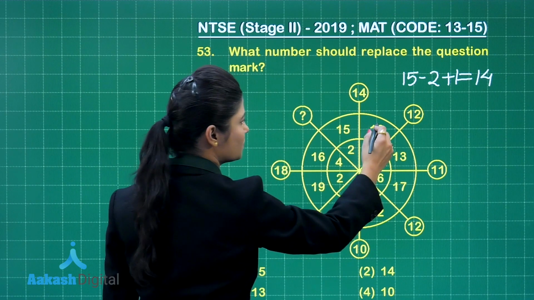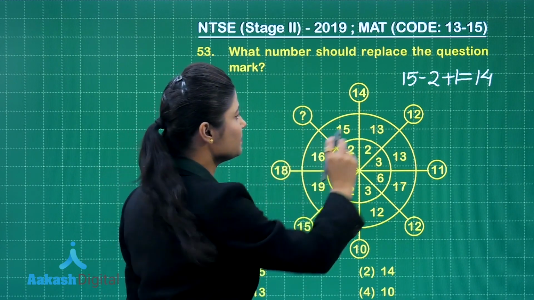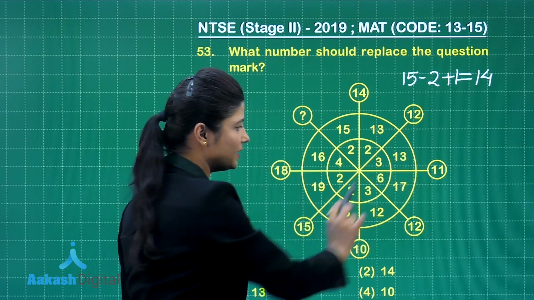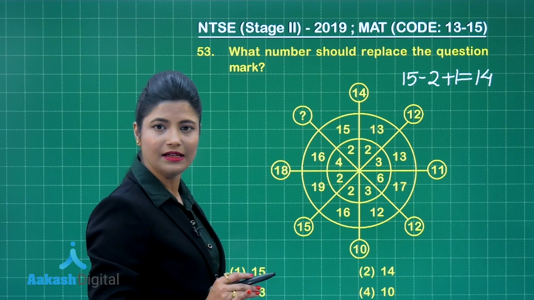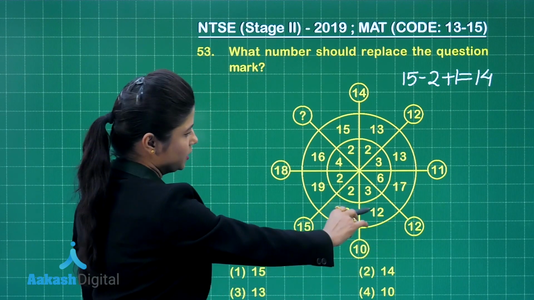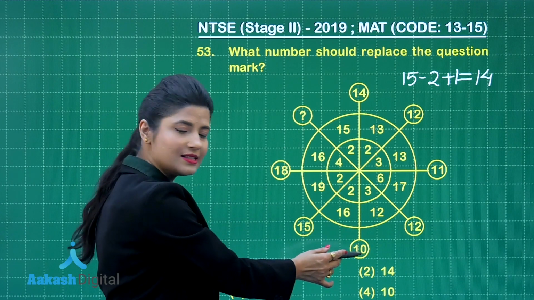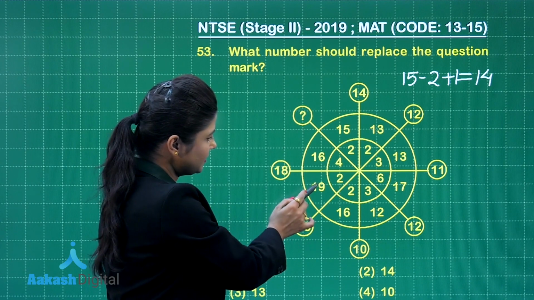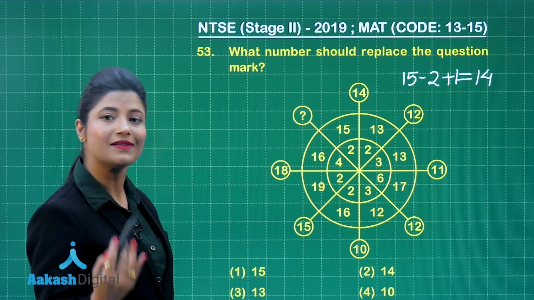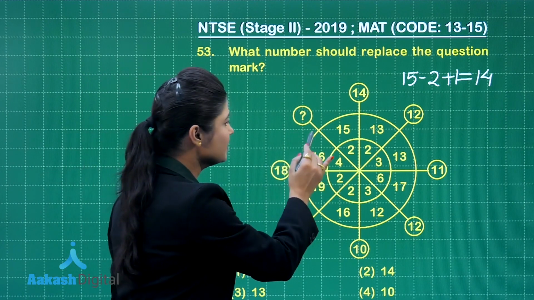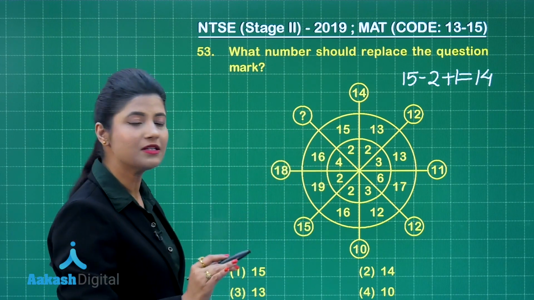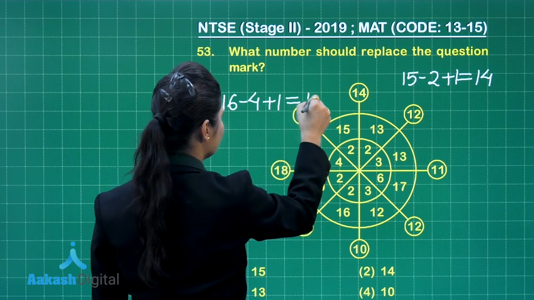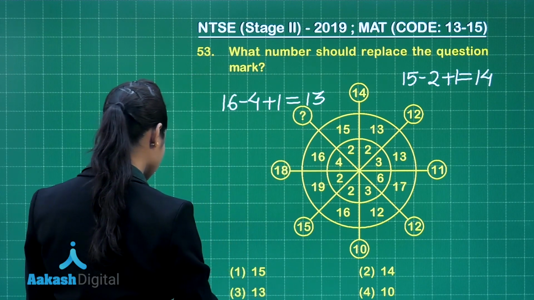In similar manner here also 13 minus 2 is 11, 11 plus 1 gives you 12, 13 minus 3 is 10, 10 plus 1 gives you 11, 17 minus 6 is 11, 11 plus 1 gives you 12, 12 minus 3 is 9, 9 plus 1 it is 10, 16 minus 2 is 14, 14 plus 1 is 15. Here it is 19, 19 minus 2 is 17, 17 plus 1 is 18. So here 16 minus 4, it should be 12 plus 1, 13. You should be getting here 16 minus 4 plus 1 equal to 13. That means 13 should replace this question mark.